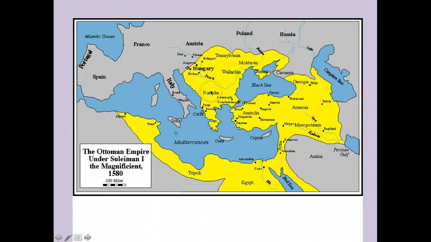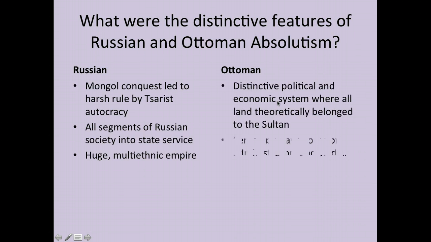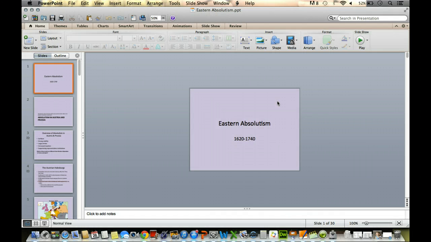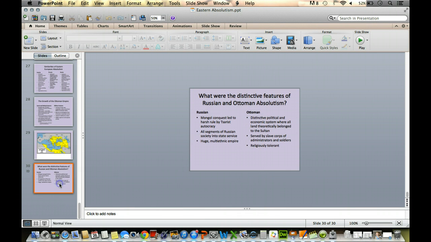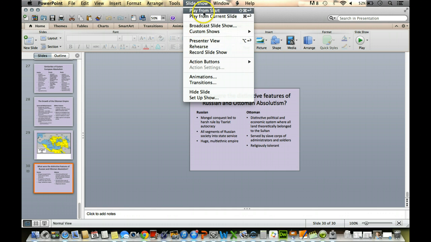And here is the Ottoman Empire at its height under Suleiman the Magnificent in 1580. Look at all the pretty yellow. There it is. So what were these distinctive features? To answer our question, well, it would have been nice if I didn't just close the PowerPoint on you. But let me see. This is a current slide.